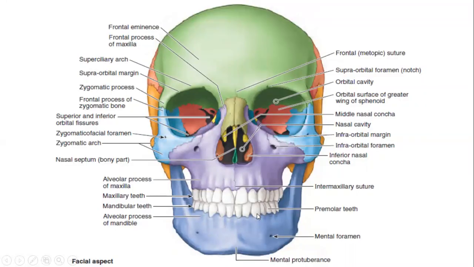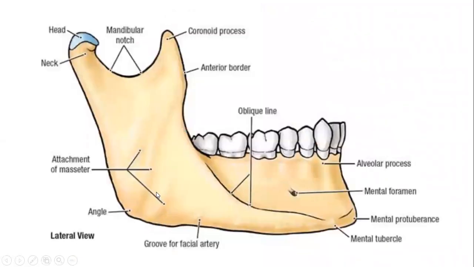So we have to study the mandible by dividing it into two parts. This is the body, and this is the ramus, the two rami, one ramus, other ramus, left and right, a pair of rami. You could see this is the body, this is one ramus, this is the lateral view. So these are the various important features over here.